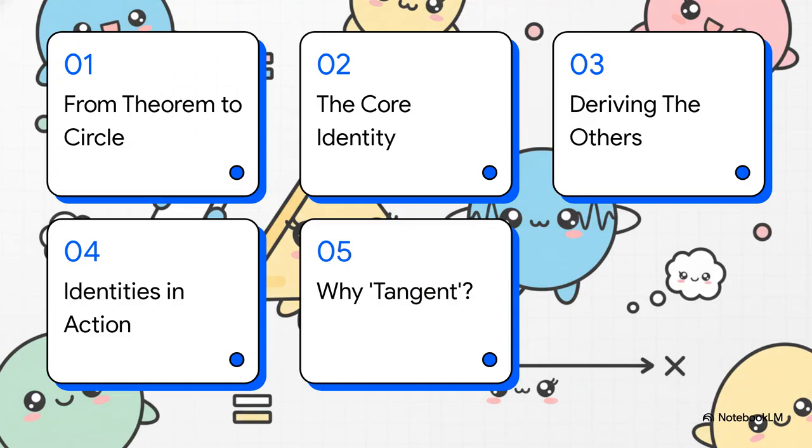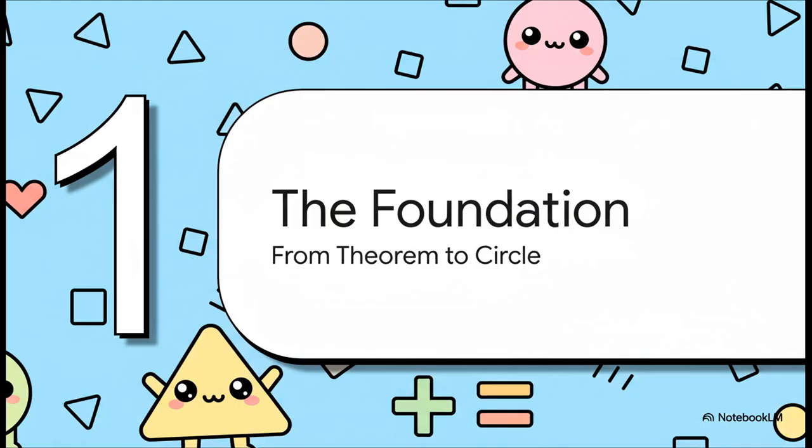So here's the game plan. We're going to start by linking that old theorem to the unit circle. Then we'll lock in the core identity, see how we can easily create the other two from it, and then we'll put them to work. And stick around because we're going to finish with a really cool bit of trivia about where the word tangent even comes from. All right, first up, the foundation.